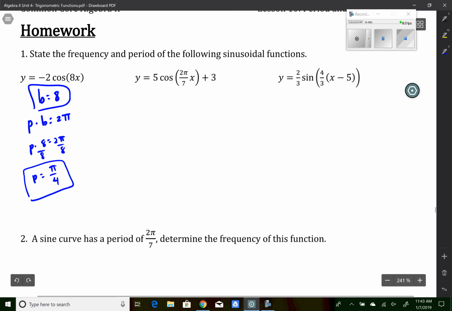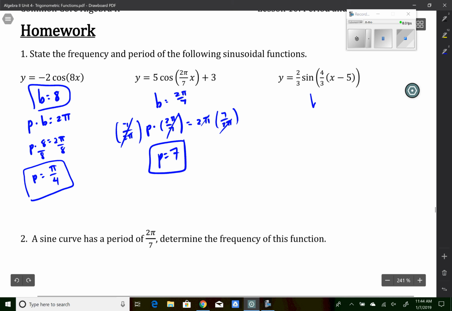For the second one, the frequency is 2 pi over 7. So if I do frequency times period, I get 2 pi. So if I want to get rid of this, I'm going to multiply both sides by 7 over 2 pi to get rid of that 2 pi over 7. And luckily for me, the 2 pi's cancel, so we're left with a period of 7.